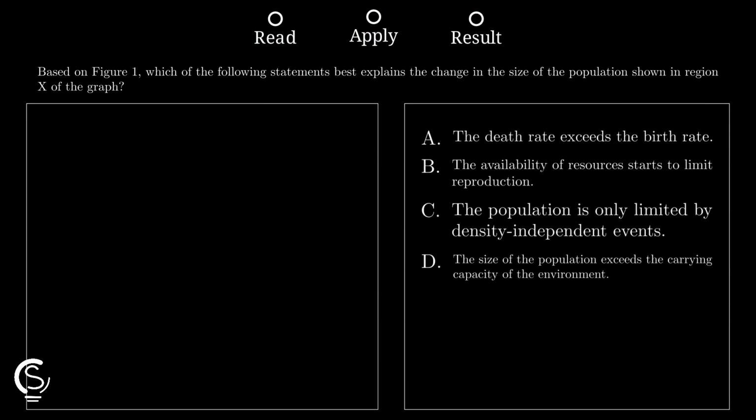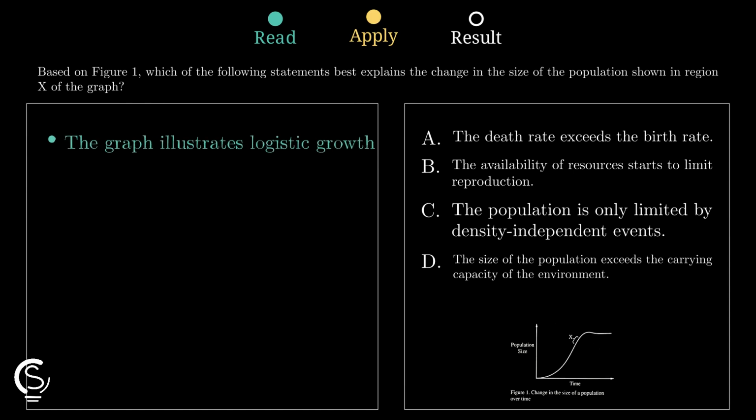First, look closely at the graph provided in the figure. This S-shaped curve represents logistic growth, where a population starts fast but eventually slows down as it reaches its maximum limit. Now focus on region X specifically.